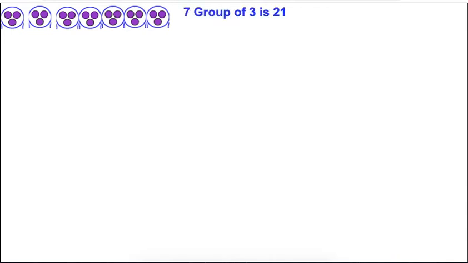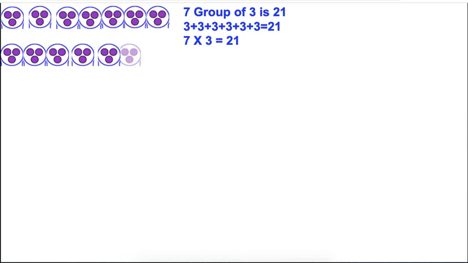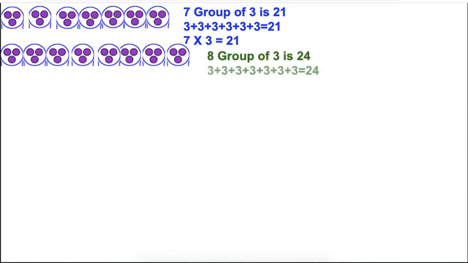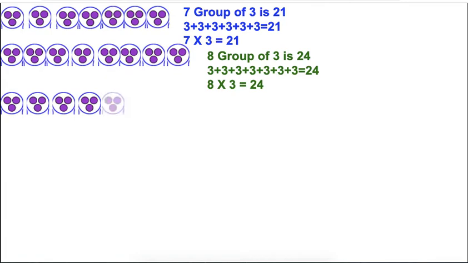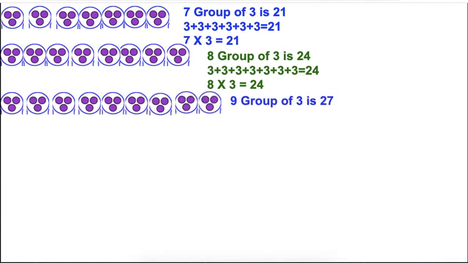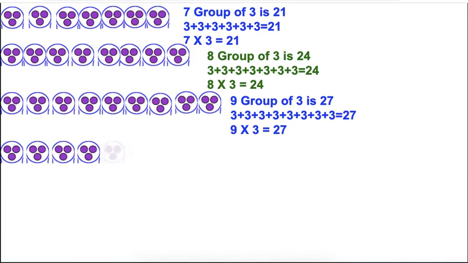Seven groups of 3 is 21. There's the repeated addition, and the times table: 7 times 3 is 21. 8 groups of 3 is 24. The repeated addition, and then 8 times 3 is 24. 9 groups of 3 is 27. The repeated addition equals 27, and 9 times 3 equals 27.